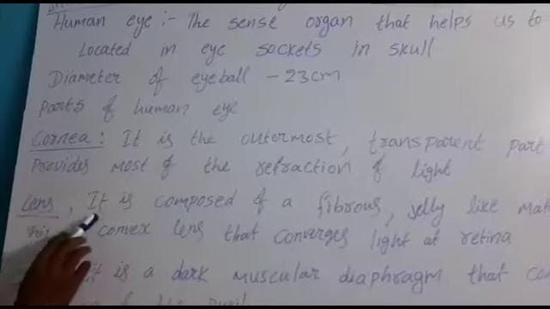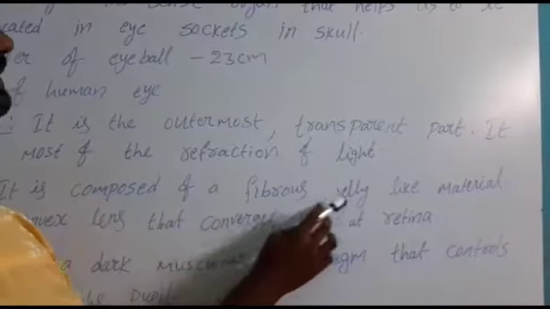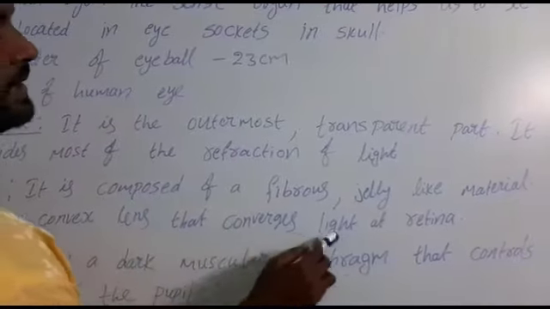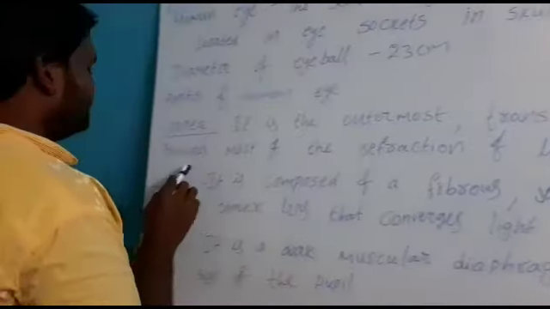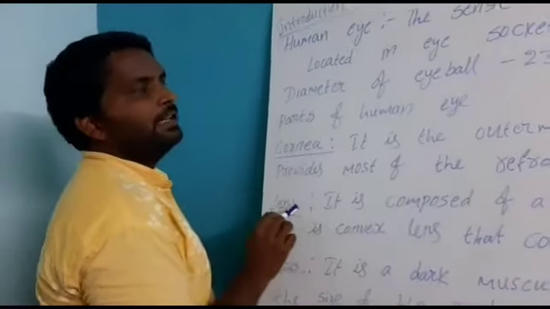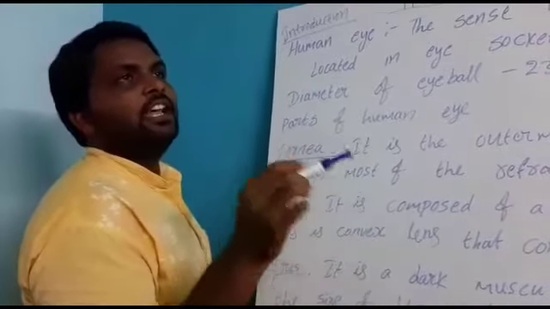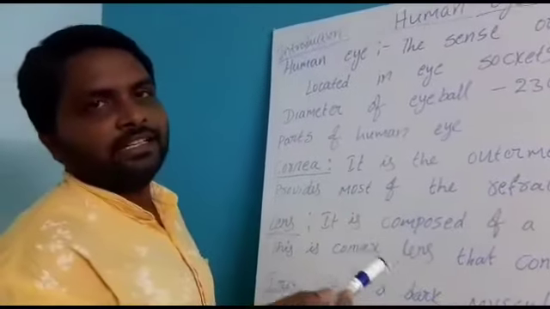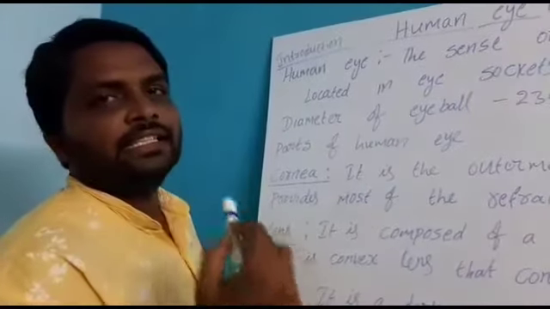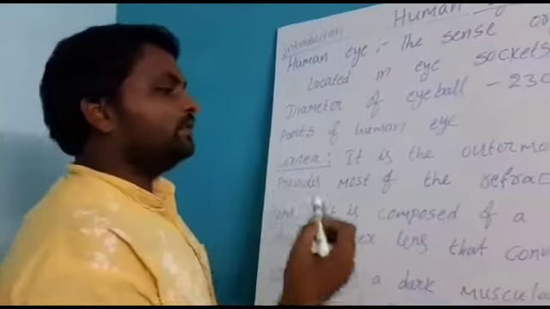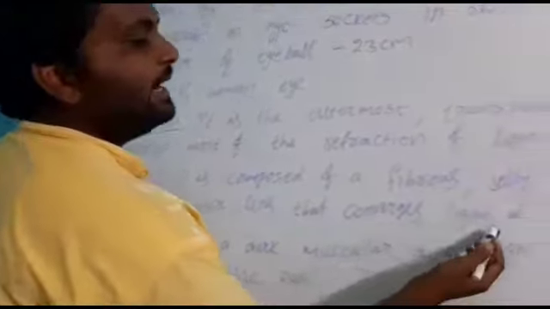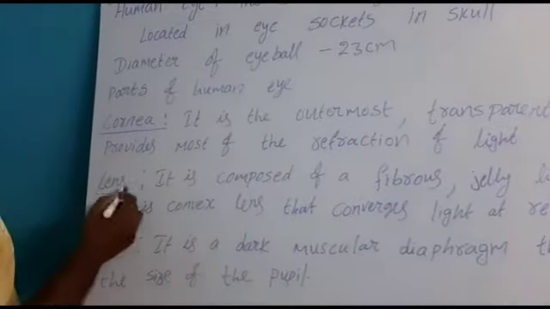Next, lens. It is composed of a fibrous jelly-like material. This is a convex lens that converges light at the retina. This lens is a very important part of our eye. When we see any object, it means light from it is focused on our retina. Retina is also one of the parts of the eye. When that light falls on the retina, only then can we see any object. So in converging light at the retina, this lens is very useful.